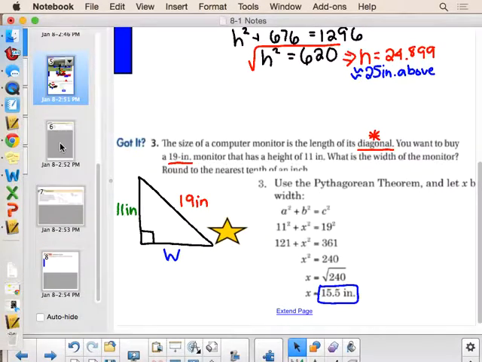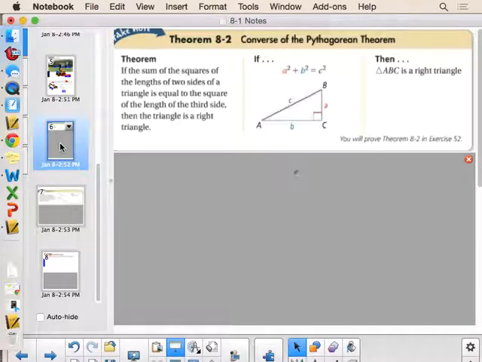Almost done, getting there. Converse of the Pythagorean theorem. Many of you actually already used this before in your test, whether you knew it or not. It says, if the sum of the squares of the lengths of two sides of a triangle is equal to the square of the length of the third side, then the triangle is a right triangle.